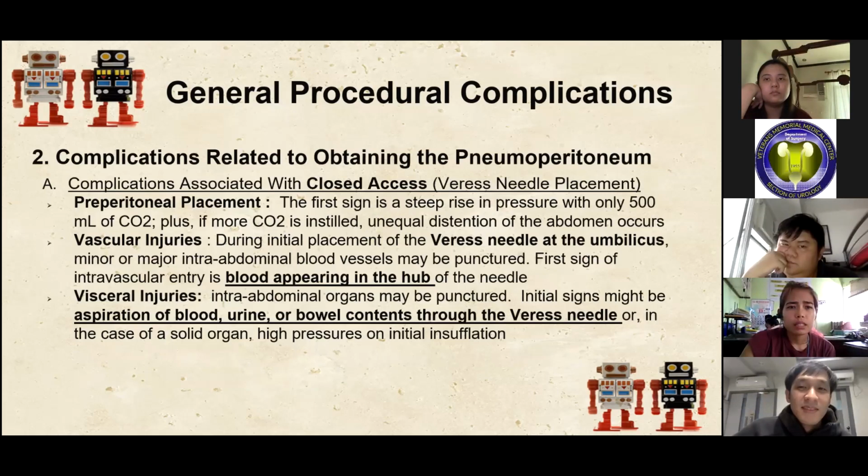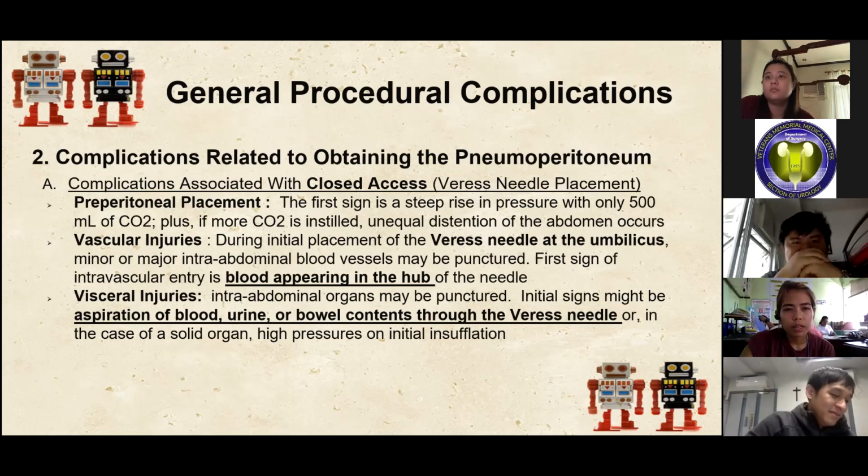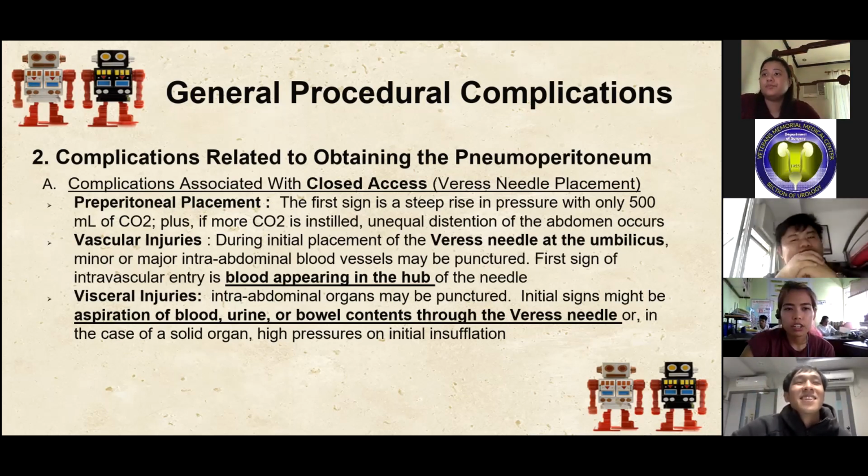Next is complications related to obtaining the pneumoperitoneum, associated with the closed technique or the Veress needle placement. First complication is the preperitoneal placement, with the first sign being a steep rise in pressure with only 500 ml of carbon dioxide, plus if more carbon dioxide is instilled, unequal distension of the abdomen occurs.